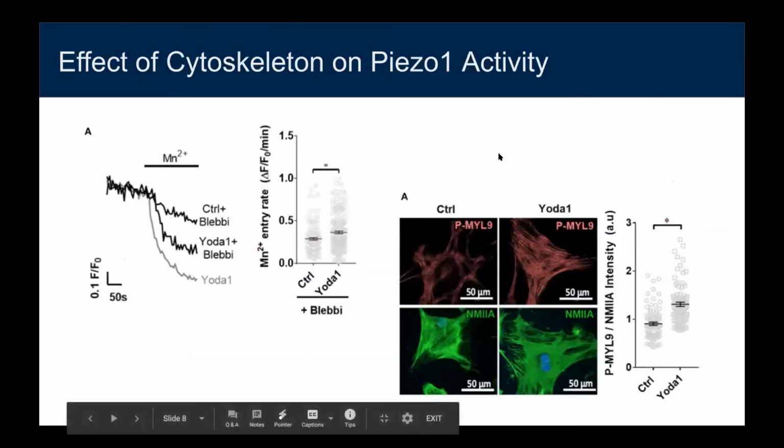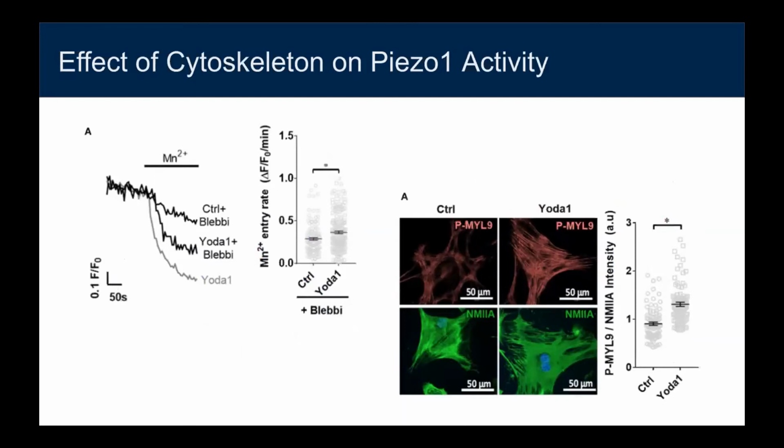And then they also tossed in a couple of experiments where they looked at the effects of the cytoskeleton on Piezo1. So they brought back our old friend blebbistatin, and you can see that when treated, the cells have less of an influx of manganese and calcium. That's shown in A here. So that's showing that perhaps the Piezo1 activity is somewhat dependent on myosin activity, since the cells treated with Yoda1 and blebbistatin have a significantly lower entry rate.